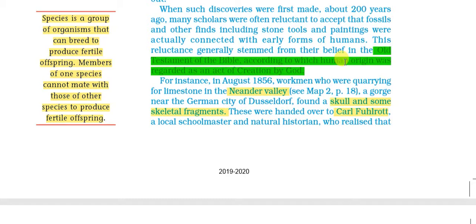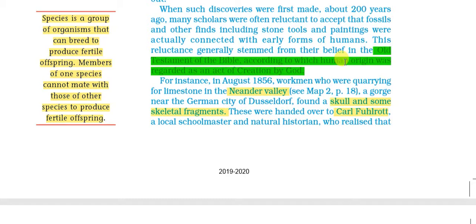All the religions have the same belief system, that human beings are created by God. They have not been evolved from something. Right? So it was very difficult for scholars during that period to believe that human evolution was actually the fact or the truth that existed.